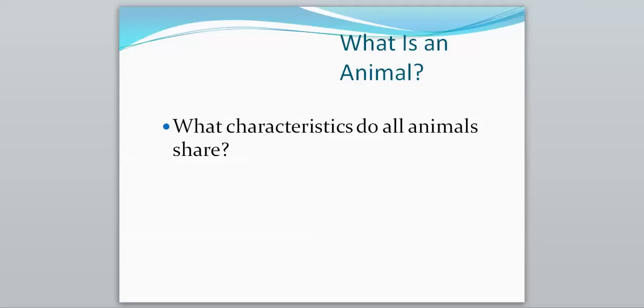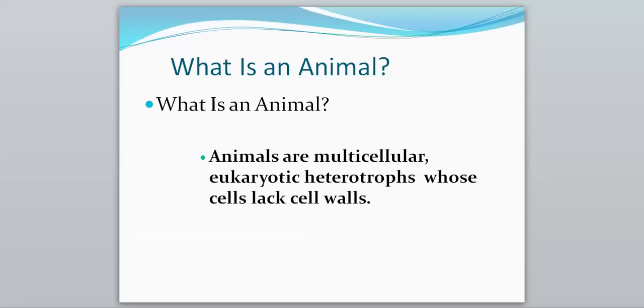But before we even make it to that point, we just need to give ourselves a definition of what is an animal. And so the definition of an animal is that they are multicellular, meaning they're made up of multiple cells, eukaryotic, meaning they have a nucleus, heterotrophs, meaning they can't make their own food, whose cells lack cell walls. So those are the main key characteristics that are going to distinguish animals.